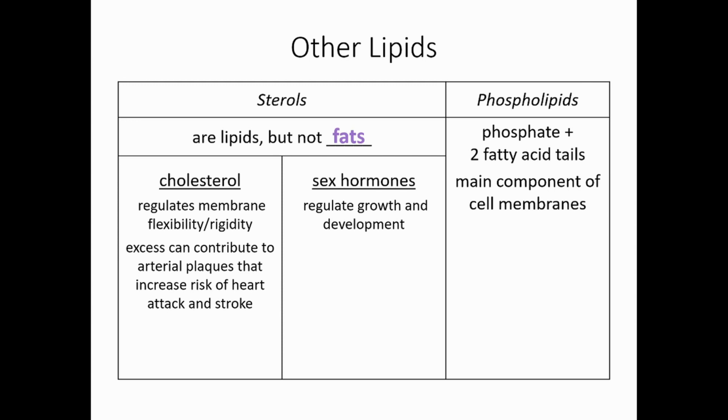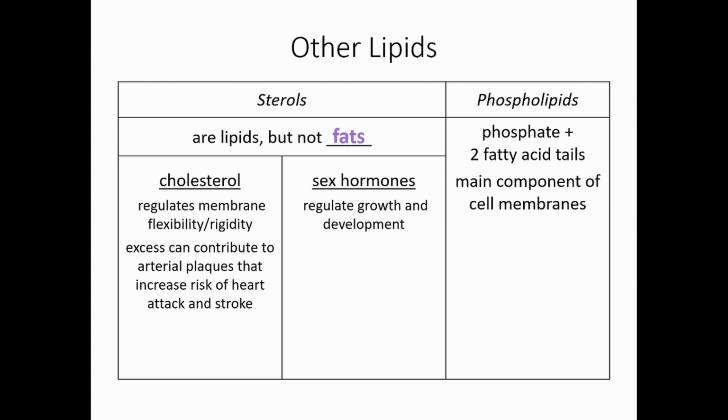Their structure is basically four carbon rings that have been fused together, and then various groups that are added on to that. Cholesterol is going to help with the membrane of your cells, but cholesterol also is bad if it's in excess because it can increase your risk of heart attack and stroke. And then sex hormones, you need those to regulate your growth and development of the sex organs.